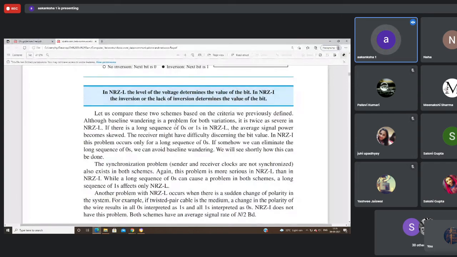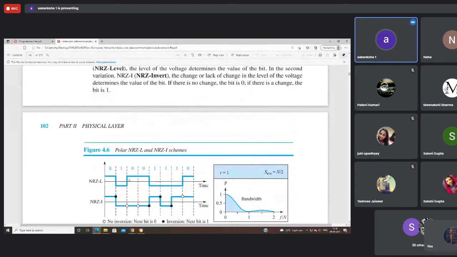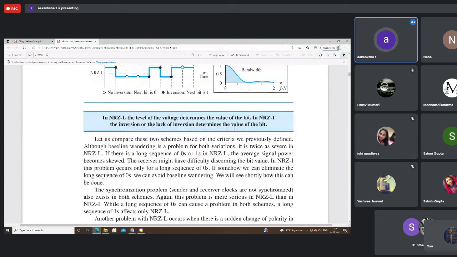So, let us compare the two schemes, NRZL and NRZI. Although baseline wandering is a problem for both variations. Now, suppose baseline wandering is still here. Suppose for positive we are getting V volts, say 5 volts for 0 and -5 for 1, and we are not getting the exact 5 volts, we are having something else. So continuous zeros and continuous ones may be interpreted as some different values. So baseline wandering is a problem with both of them.